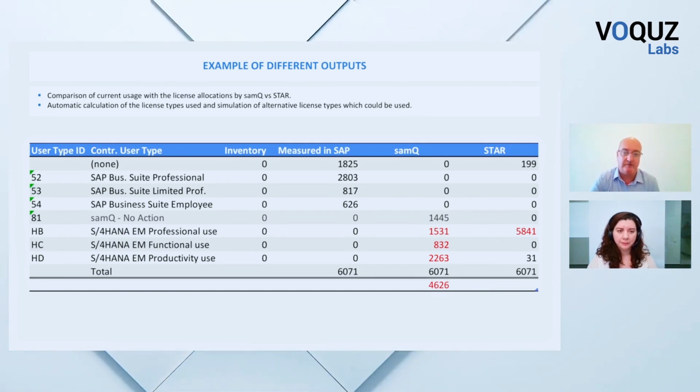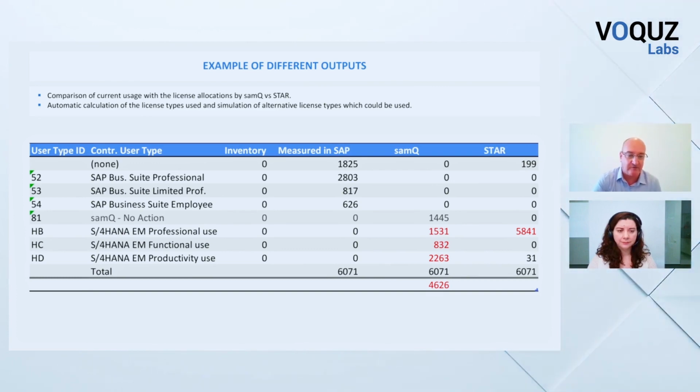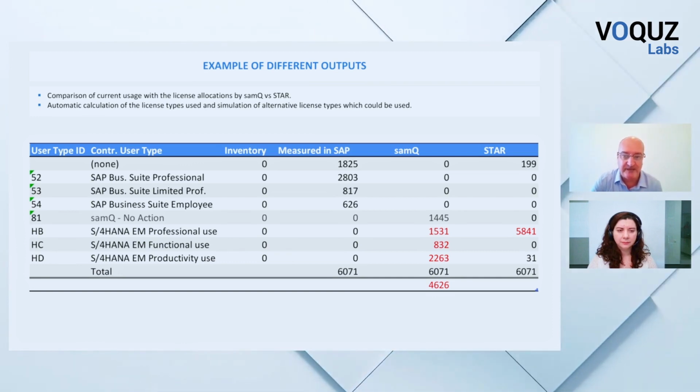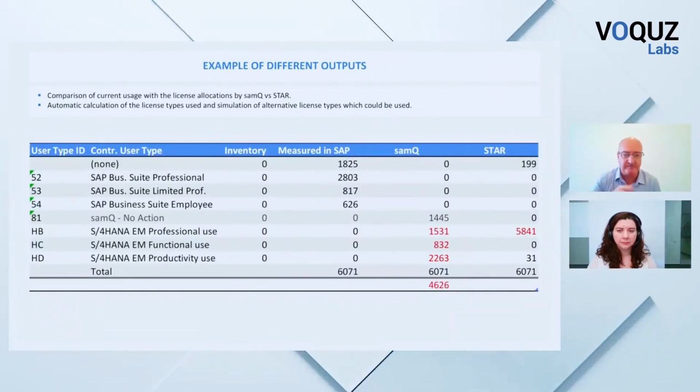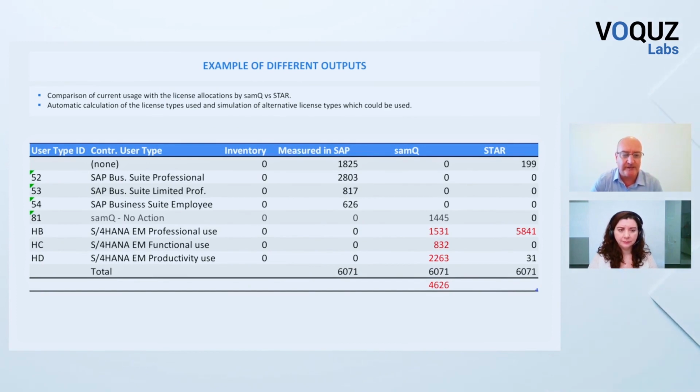If they hadn't run SAMQ and they just submitted the STAR data to SAP without any checks or any validation, SAP's interpretation would have been that they required 5,841 professional users. For those of you who know SAP pricing, a professional user is not the cheapest animal on the planet. These are very, very significant licensing implications and costs in those numbers. So I'm hoping that this very simple example gives you an idea of the differences that there can be.